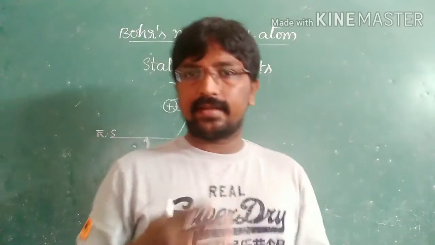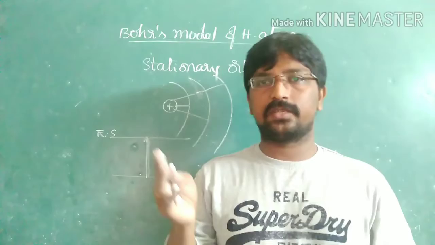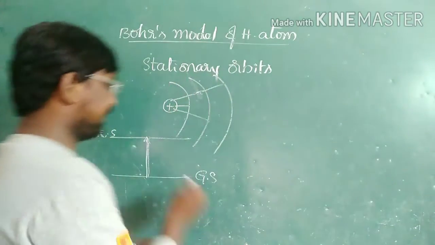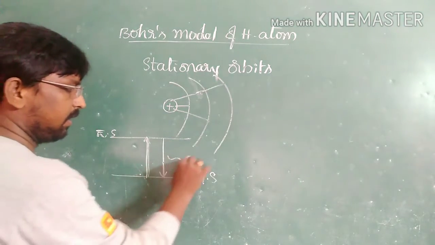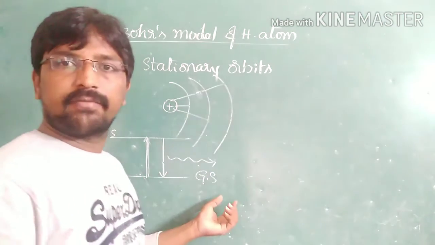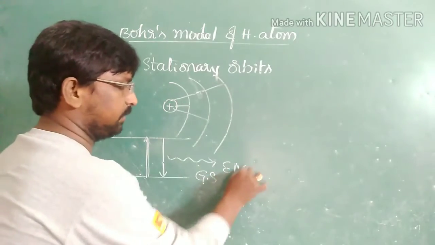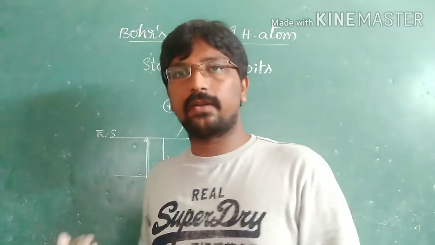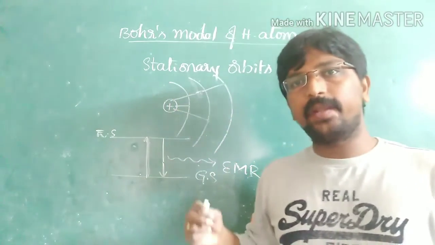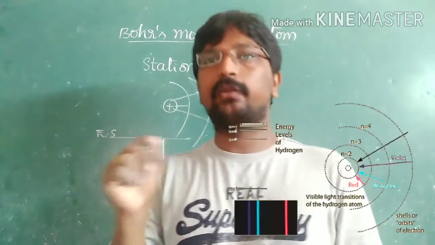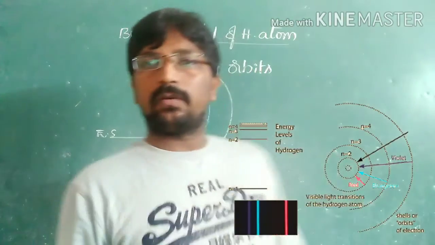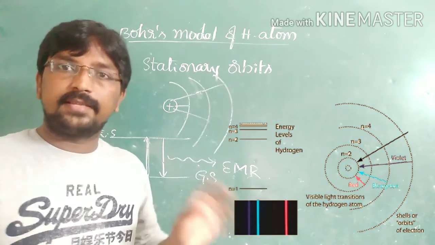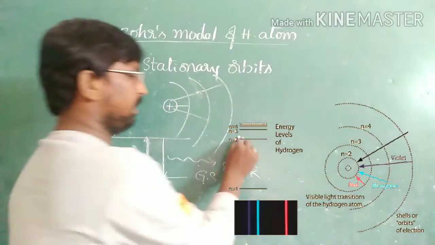Does it retain its energy forever when it reaches the higher energy level? No. It again loses its energy and returns to the ground state, and the energy is emitted in the form of electromagnetic radiation. When this electromagnetic radiation's wavelength is in the visible region, it is called an emission spectrum.